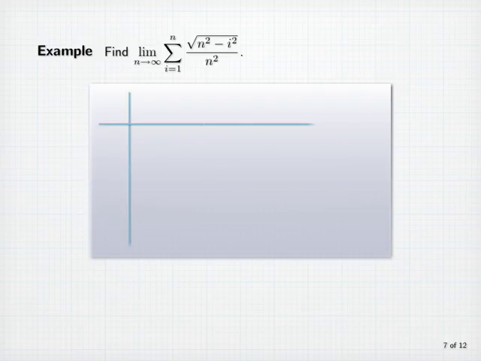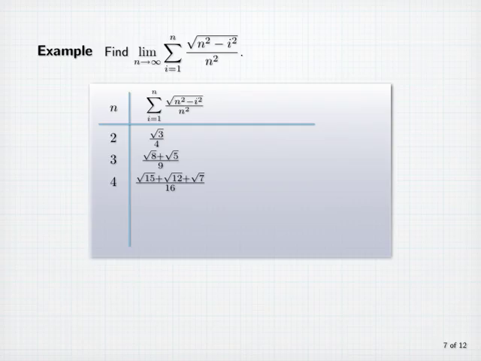Let's make a table. In the first column we'll put n, and in the second column the corresponding value of the sum. We'll go ahead and list a few of these values. When n is 2, there's only one non-zero term, and it's the square root of 3 over 4. When n is 3, it's the square root of 8 plus the square root of 5 over 9. And then when n is 4, we have root 15 plus root 12 plus root 7 over 16.